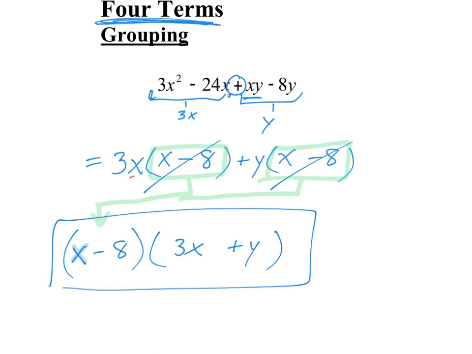So that's how grouping works. You do a GCF of the first two, a GCF of the second two, and then you should have something in common, like the x minus 8. You take away the x minus 8 in the front, and then the leftovers come at the end.